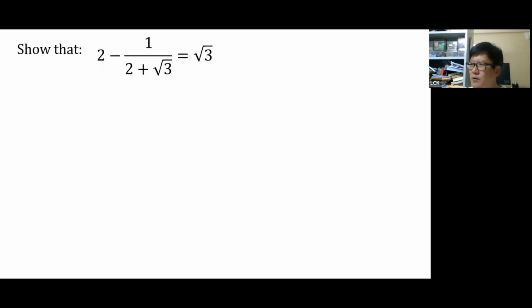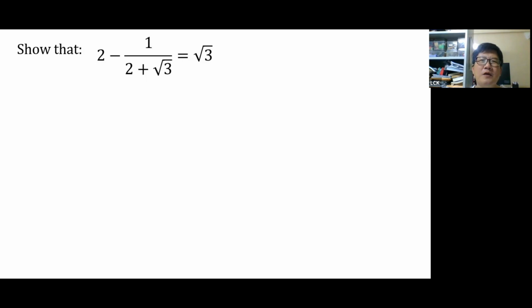I'm going to end with this. I've got one very good question at the end, but let me end with this. Show that 2 minus 1 over 2 plus square root 3 equals square root 3. So you've got to show that. I want to show you this question because it's not a simplify question. It's not a solve for x question.